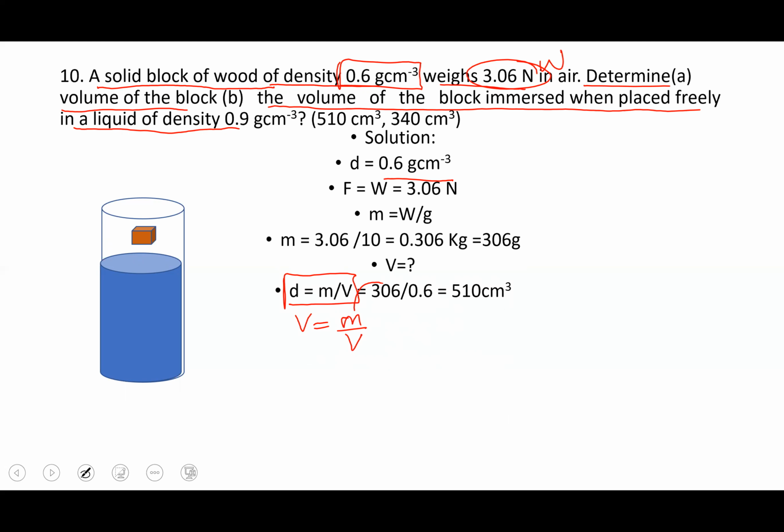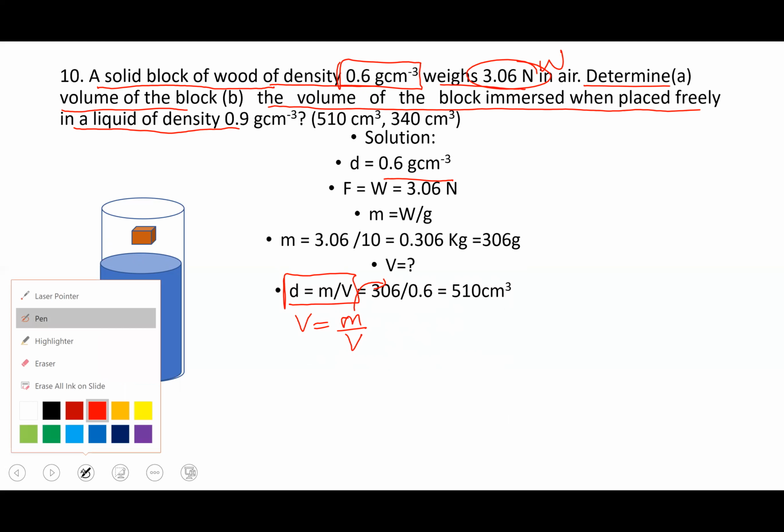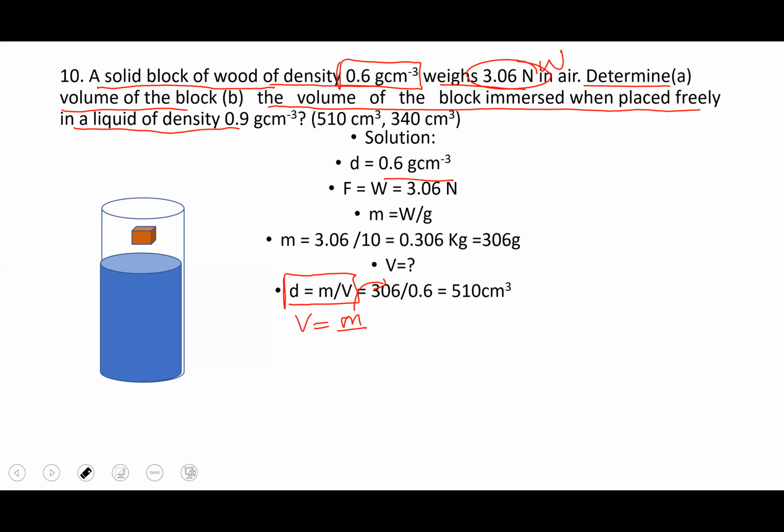So mass is how much? It is 306, and the density given to us is 0.6 grams per centimeter cube. So if we put in the values, it will be 510 centimeter cube. And this is our required answer, the volume of that block.